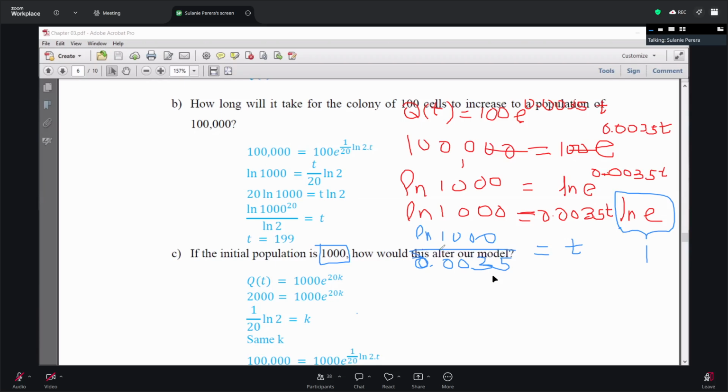So how to obtain 199? You divide ln 1000 by k. Divide and see whether you get the answer. ln 1000 divided by k. Forget about this, I have taken it as 1 over 20 and done it. Forget about this. Do this method.